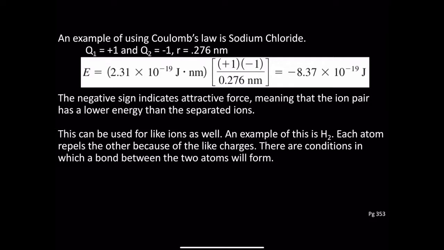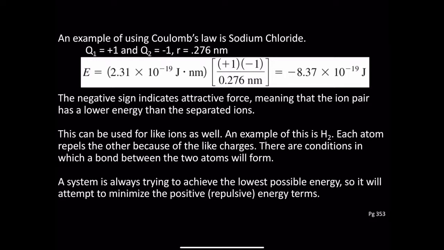An example of this is hydrogen. So each atom repels the other because of the like charges, but there are conditions in which a bond between two atoms will form. A system is always trying to achieve, again, the lowest possible energy, so it will attempt to minimize the positive or repulsive energy term. So up here, this negative, that means there's very little energy required, right? So we're going to try to minimize positive energy terms, okay?